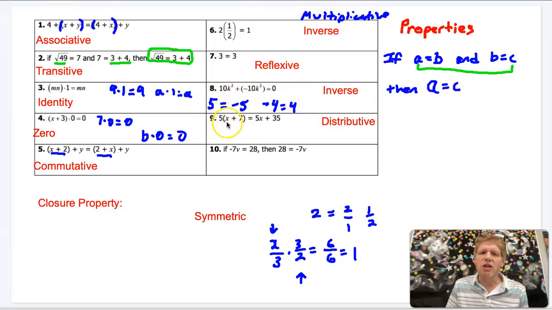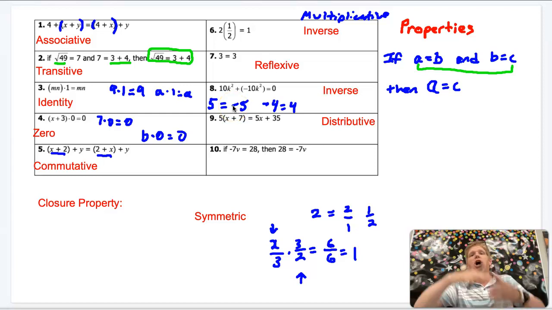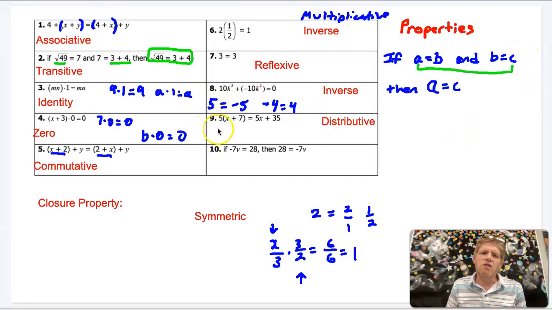What that means is we have a number here that's being added. It's in parentheses, grouped together, and then we're multiplying a number by that. The multiplication is being done over the addition, right? Addition first and then multiplication. But this allows us to do 5 times x plus 5 times 7, right? We multiply this by both of these terms, and then we get 5x plus 35. That's the distributive property.